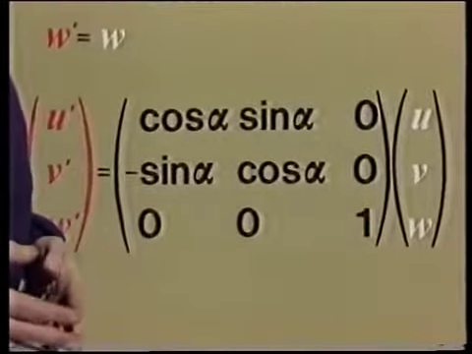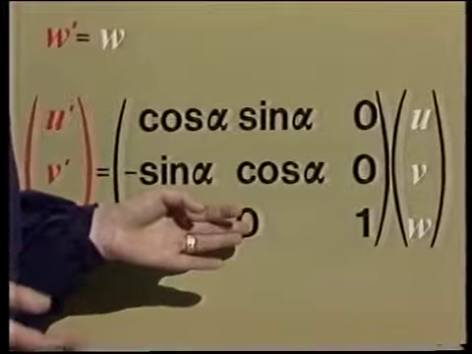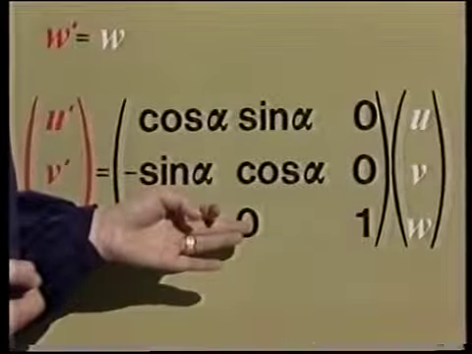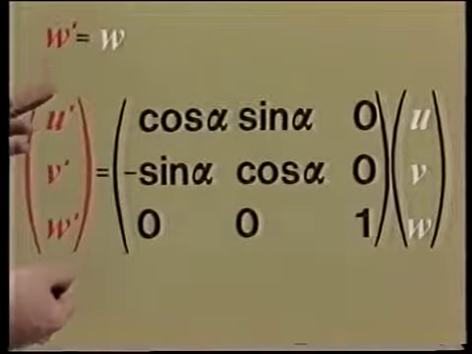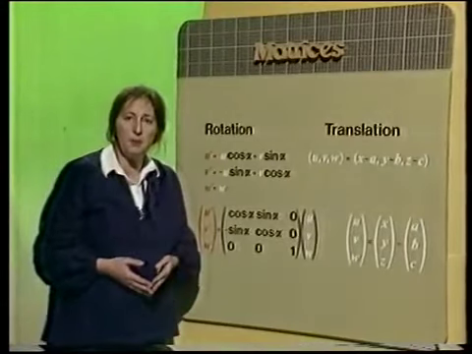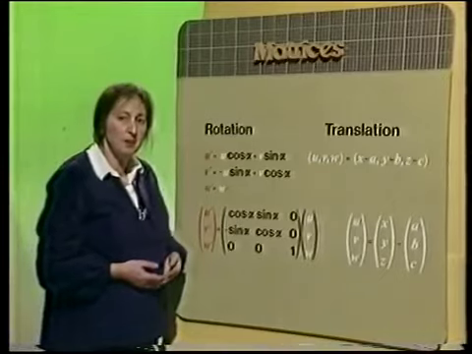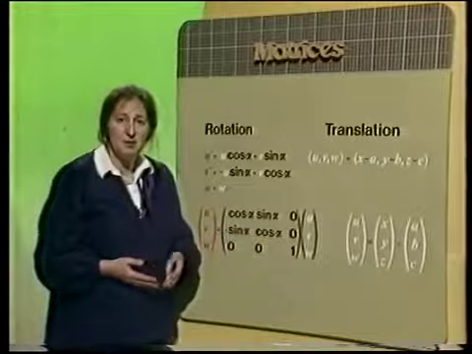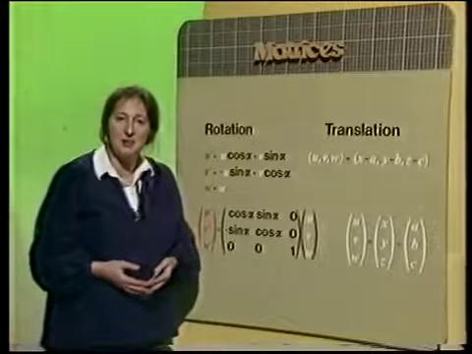Well, there's another way of looking at this matrix equation. You can think of this matrix as representing an operation, the operation of rotating through an angle alpha about the z-axis. And it operates on the coordinates u, v, w to give us the new coordinates u dashed, v dashed, w dashed. So, to perform the operation of rotating the axes through an angle alpha about the z-axis, you simply multiply the coordinates by this matrix. So matrix multiplication gives us a convenient way of describing a rotation about a fixed axis.